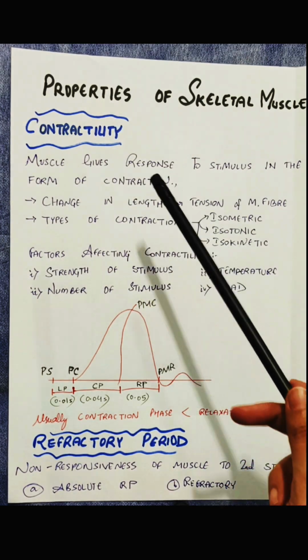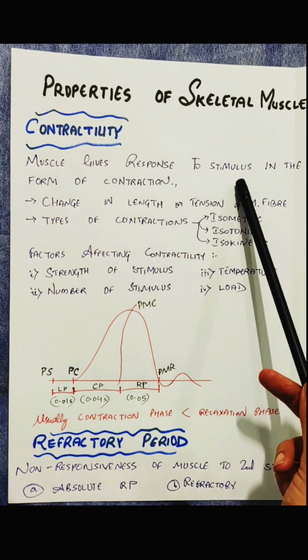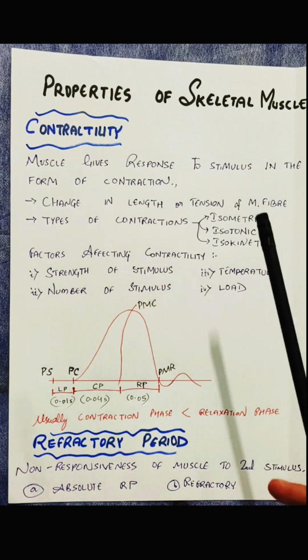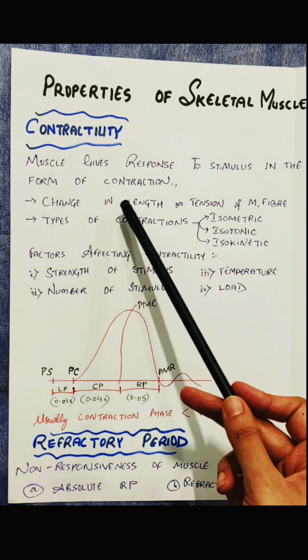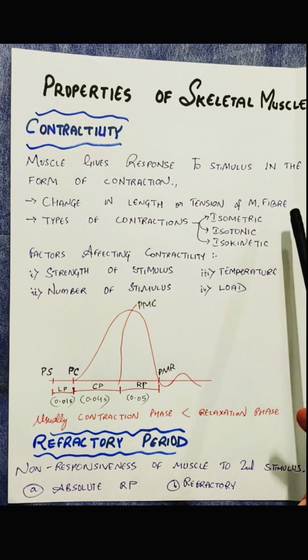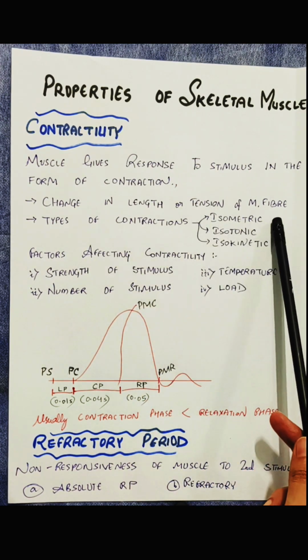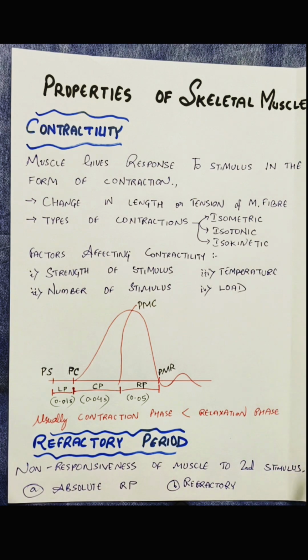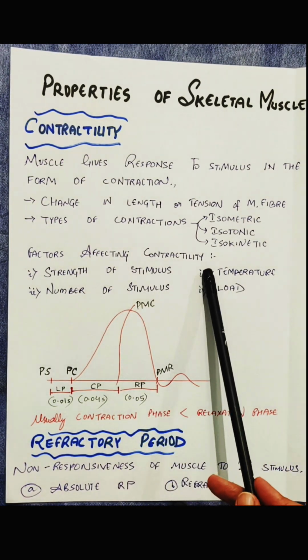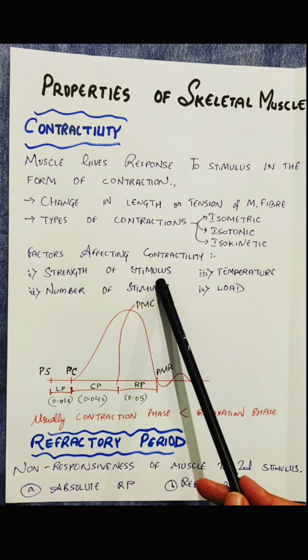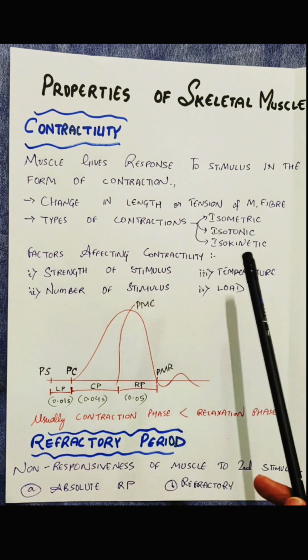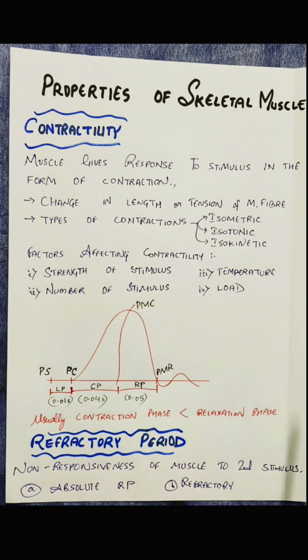Contractility can be defined as when a muscle gives a response to a stimulus in the form of a contraction. There can be a change in length or the tension of the muscle fiber. And as we all know, there are types of contractions in the muscle such as isometric, isotonic, isokinetic. Factors that could affect contractility are the strength of the stimulus, the number of stimuli, the temperature, and the load.